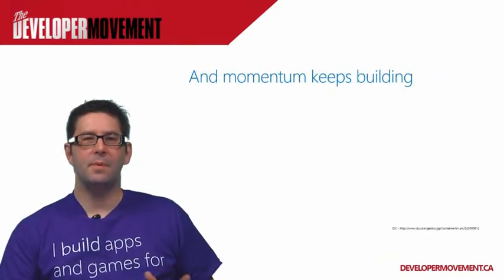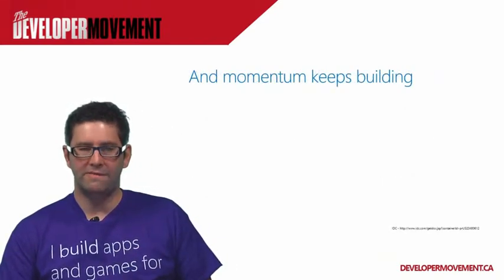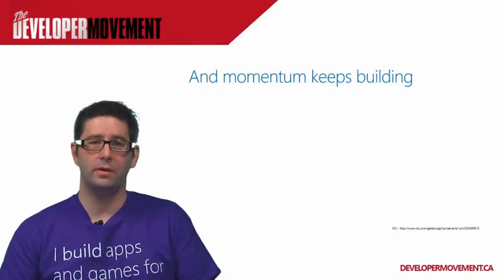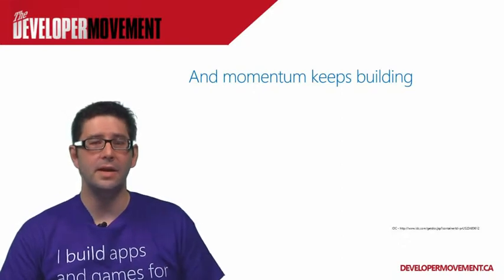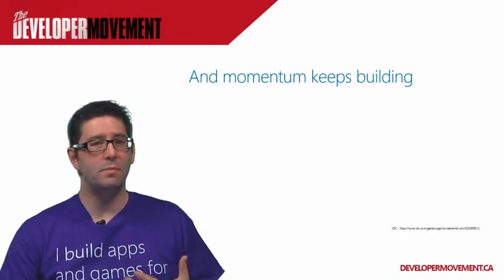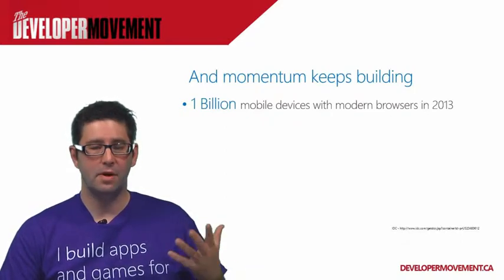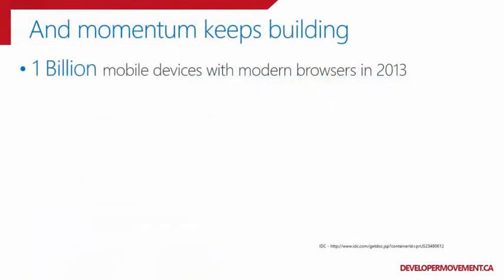And let's talk about momentum. So I talked a little bit about the fact that Windows Phone does have smaller market share than our competitors. I don't think that's any surprise to anybody. But frankly, we do have momentum. So let's take a look. 1 billion mobile devices and modern browsers in 2013. So this is aggregate total, right? So this isn't just about Windows Phone.